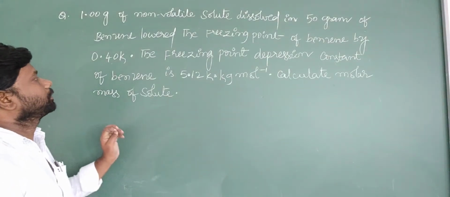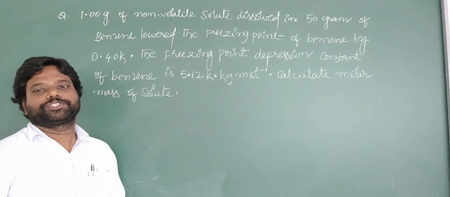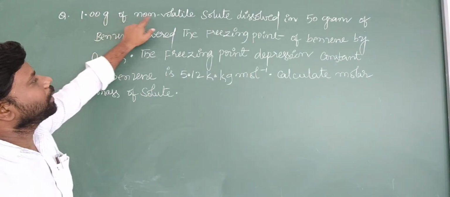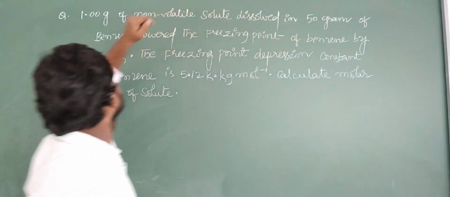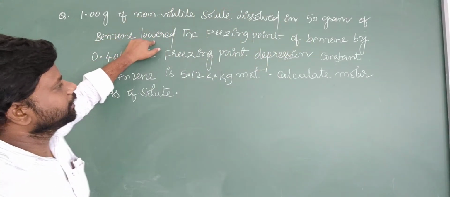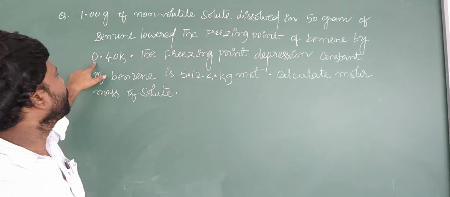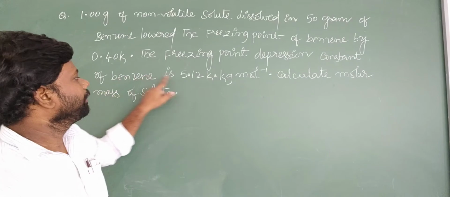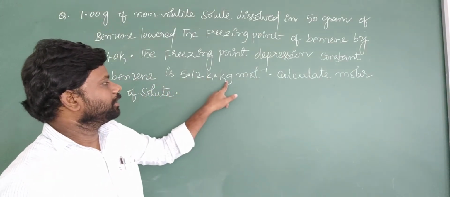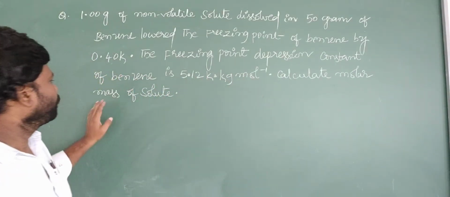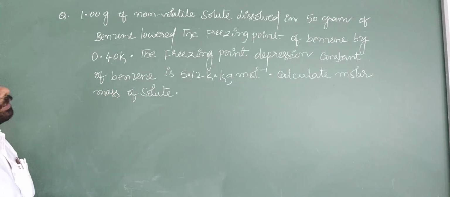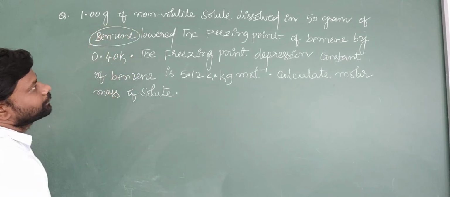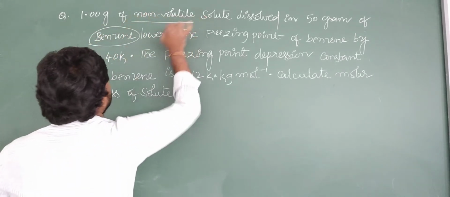Now we are going to discuss a problem based on the depression in freezing point of solvent. Look here, problem: 1 gram of non-volatile solute dissolved in 50 grams of benzene lowered the freezing point of benzene by 0.40 Kelvin. The freezing point depression constant of benzene is 5.12 Kelvin kg mole inverse. Then calculate molar mass of solute. Here benzene acts as a solvent. The non-volatile solute, how much is given? 1 gram.